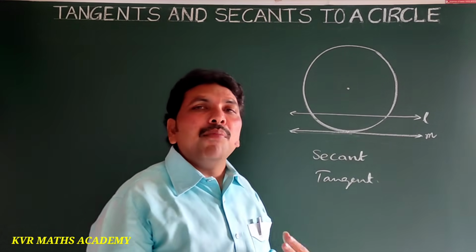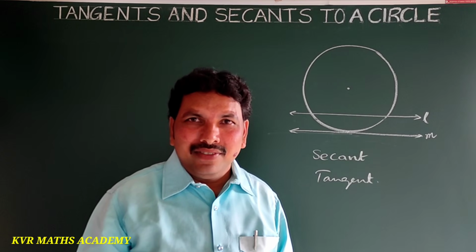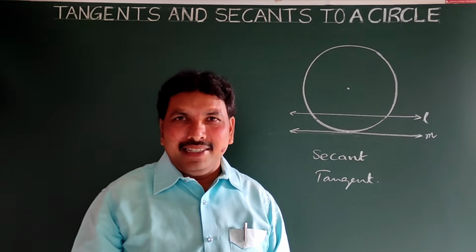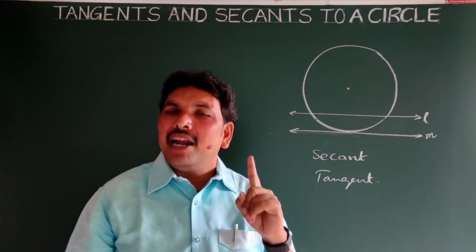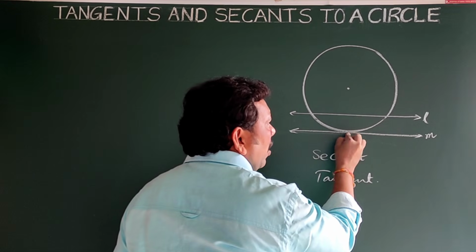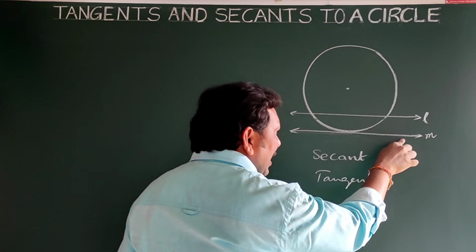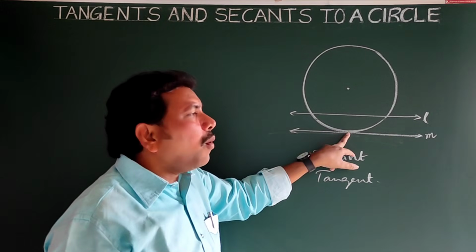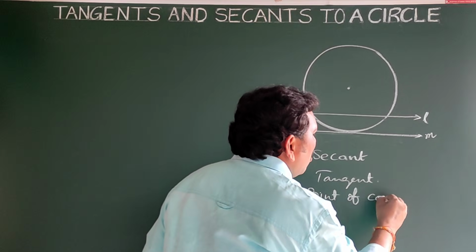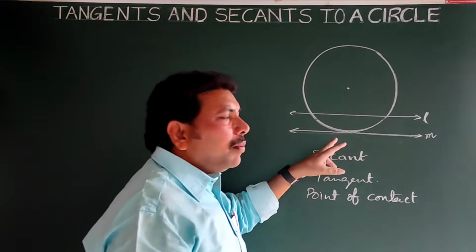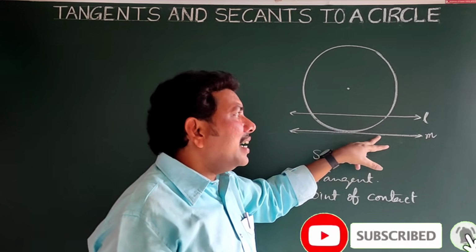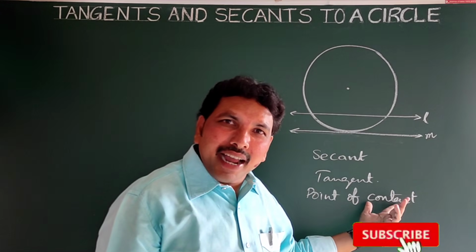That's why an infinite number of tangents we can draw on a circle. Understood? At only one point we can draw only one tangent. This is the common point to the tangent and circle. This is called point of contact. What is that? Point of contact. The common point of circle and tangent is called point of contact.